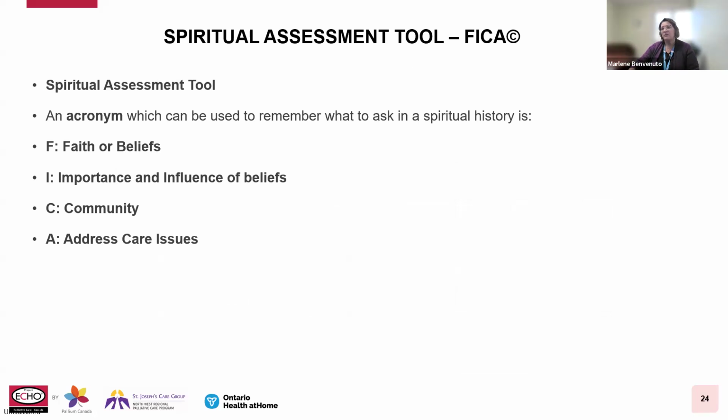So, the FICA assessment tool. I'm so glad that some of you have indicated that you use the spiritual assessment tool. It looks at faith, the benefits of it, the importance and the influence of it, community, and addressing those care issues. So by asking how important is your faith, who supports you in the community, or even how do you use faith in providing care for yourself? I have 2 quick stories in regards to how important this is.